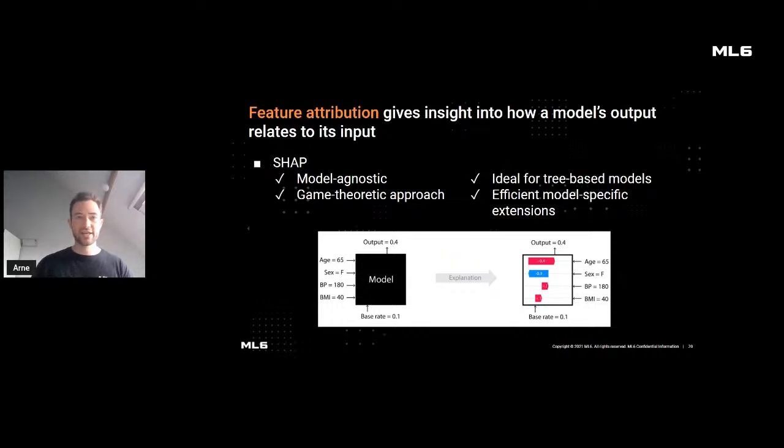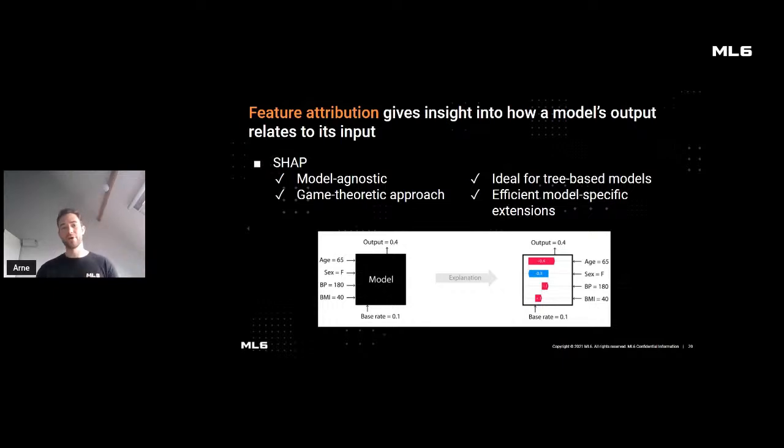So the image shows an example of what SHAP values could look like and how they are used. Let's assume here that this model takes some characteristics of a person, so age, sex, blood pressure, BMI, and then calculates what the chances of a cardiac failure are. In Shapley values, or in these models, we also have a base rate. So here you see the base rate of 0.1, and that's really across the entire population. So the average output of all people in this data set would be 0.1.